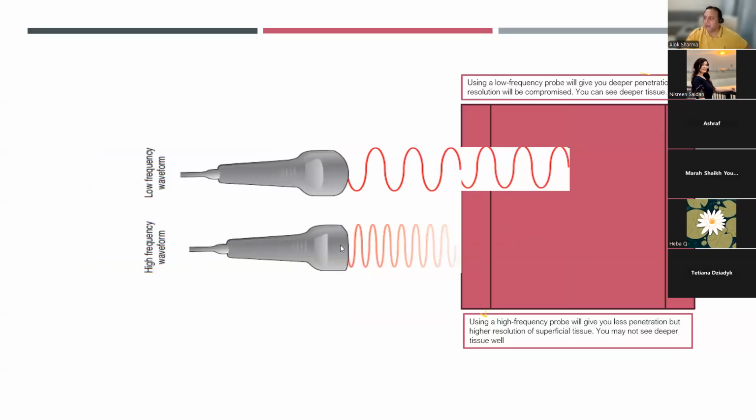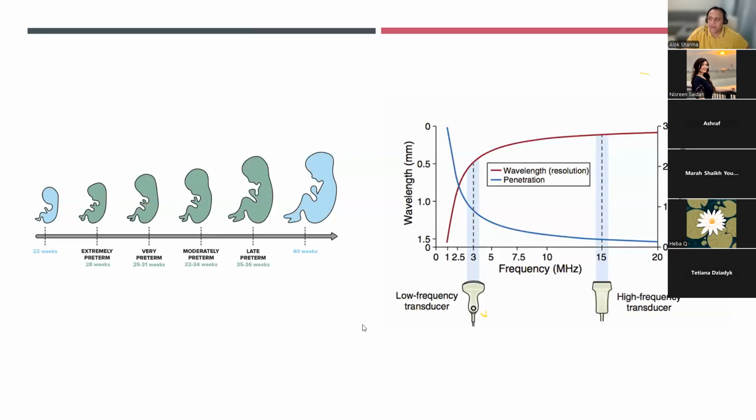Okay. Now, like I said, if you use a low frequency probe, you'll get deeper penetration into tissue, but resolution will be compromised. If you use a high frequency probe, you will get less penetration, but higher resolution of superficial tissue. And this becomes increasingly more important in babies who are born preterm because the lungs are smaller. So in a smaller baby, what I would be using is a higher frequency.